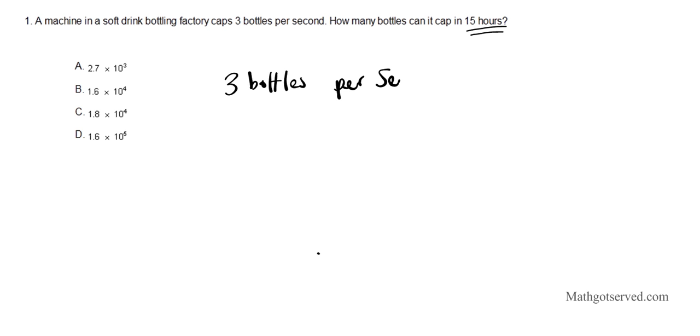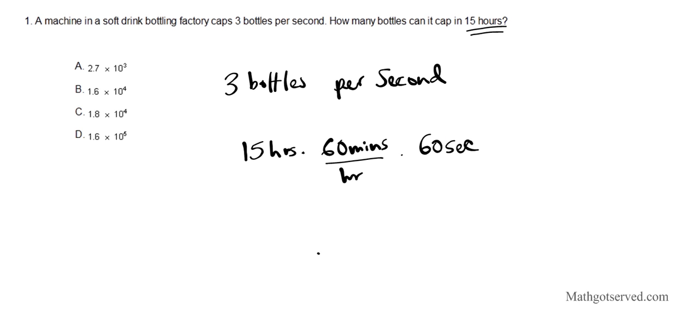Okay, so 15 hours. In 15 hours, how many minutes do we have in an hour? We have 60 minutes in an hour, right? So we have 60 minutes per hour. And then how many seconds do we have in a minute? We have 60 seconds in a minute, all right? So in order to convert hours to minutes, we just need to multiply by 60 times 60, or 3,600.